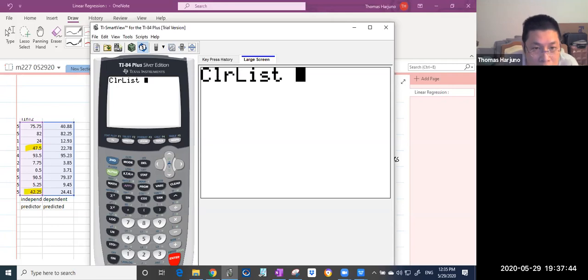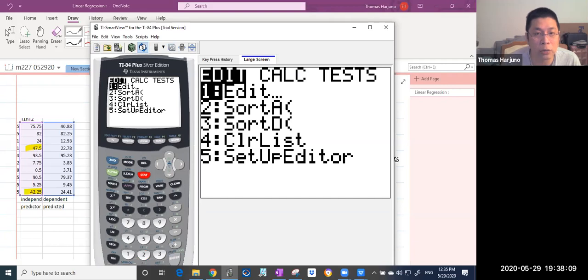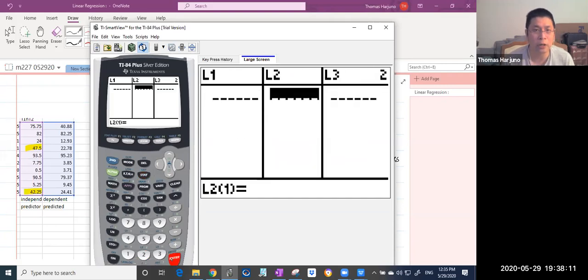Now list 1 is here. You see that? Above 1. List 2 is the second of 2. So I will clear list 1, second 1, that gives me L1, comma, second 2, that gives me L2, enter. So that's how I clear it. Okay, I go check again, go to stats. So they are cleared already.